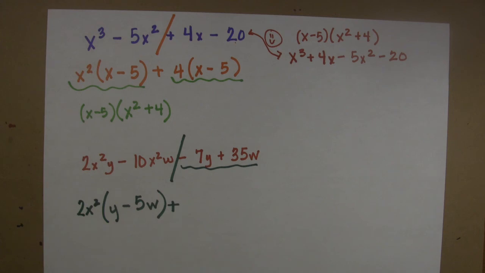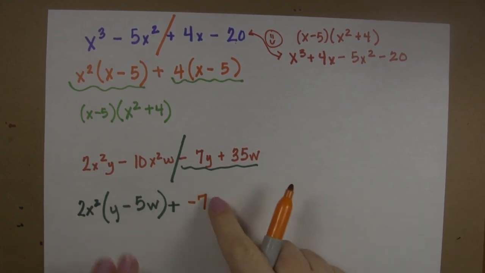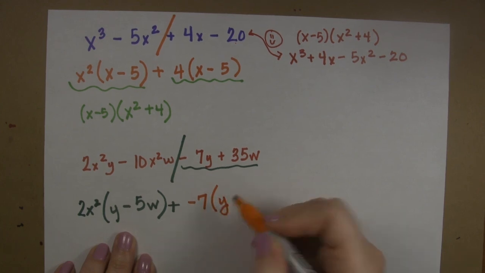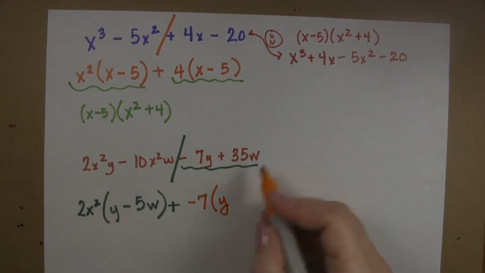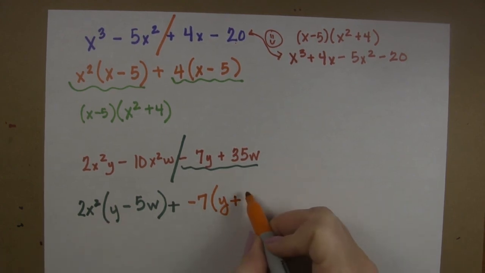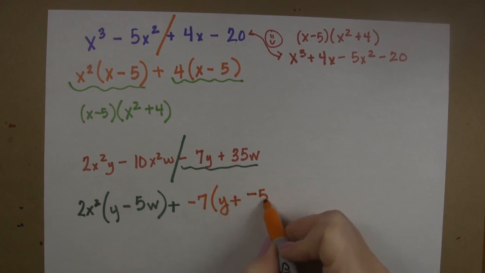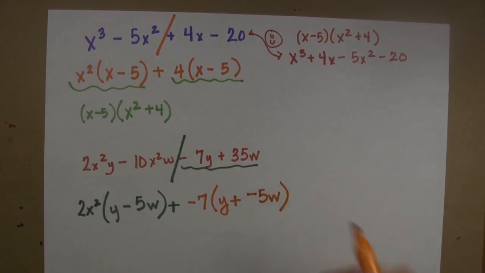So how am I going to simplify that? Well, I'm going to suck out either a 7 or a negative 7. Which one do you think I should suck out? I'm going to suck out the negative 7. That way I can have a positive y inside, which is what I want based on this parenthesis over here. Plus a negative 7, that's going to have to be a negative 5w.